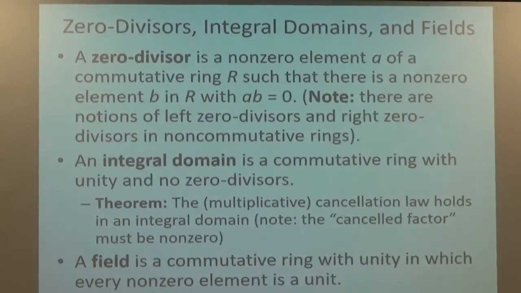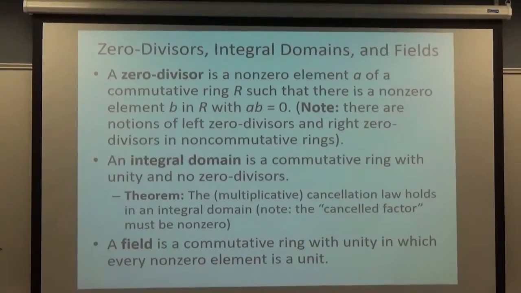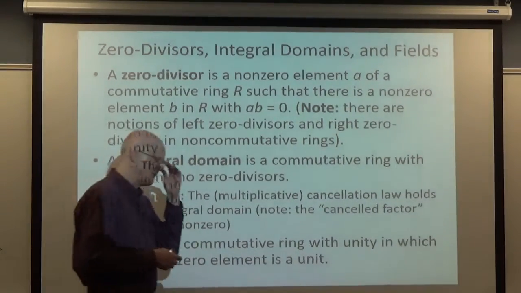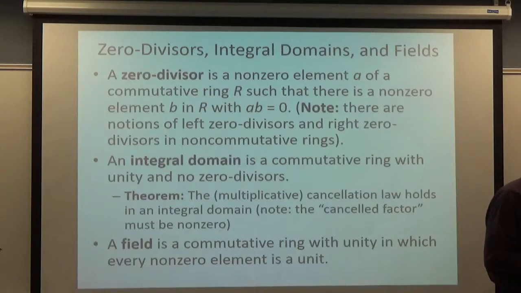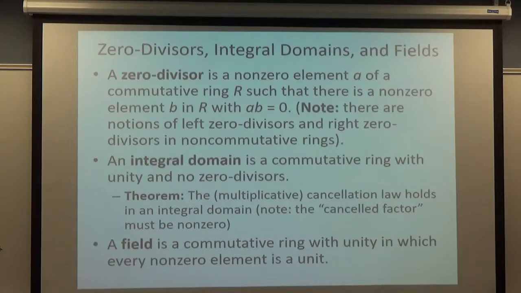A field is a commutative ring with unity in which every non-zero element is a unit. You take away 0, you're left with a group under multiplication in a field. Or an abelian group under multiplication. There are actually things that are almost fields that are not commutative rings. They're called division algebras. We don't talk about those.